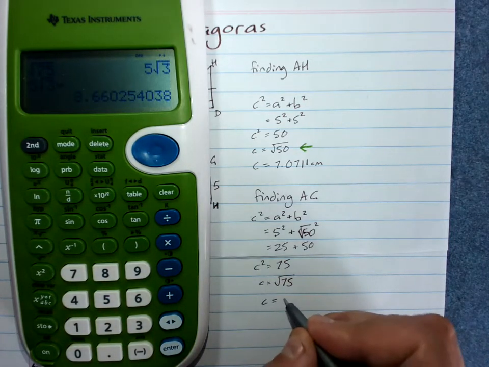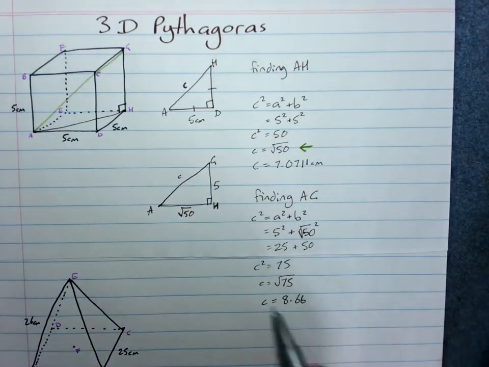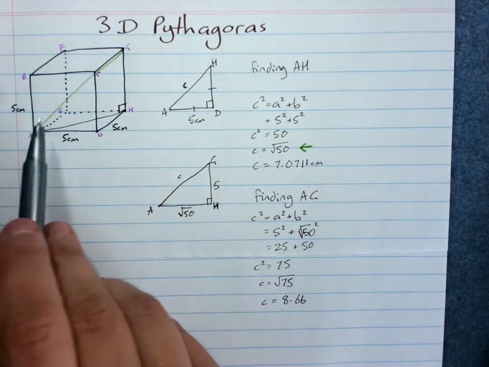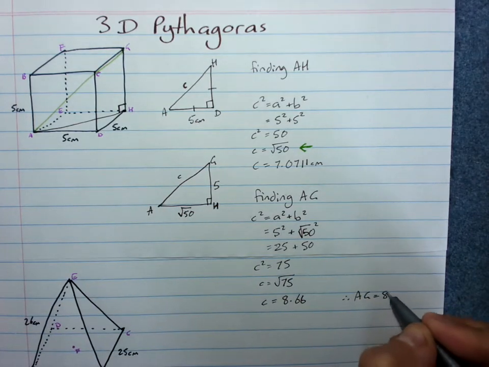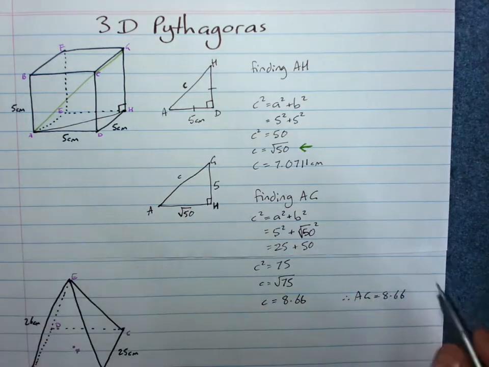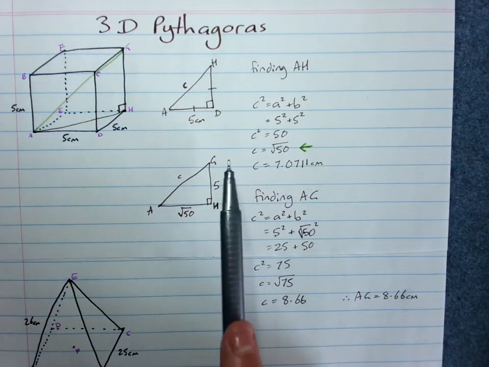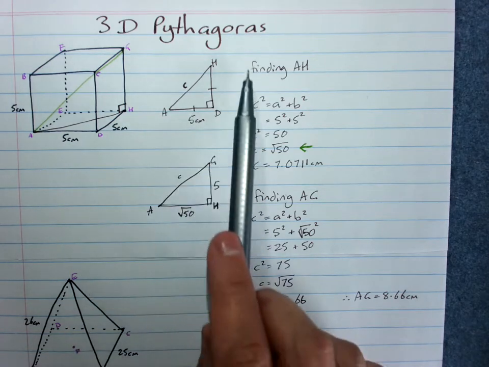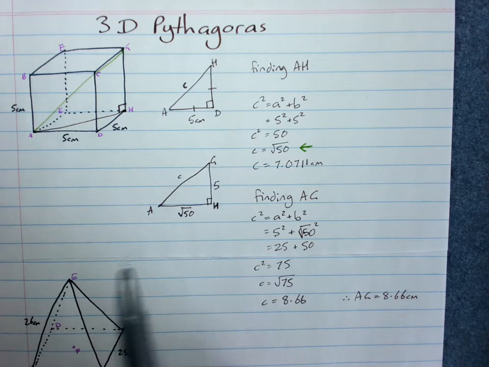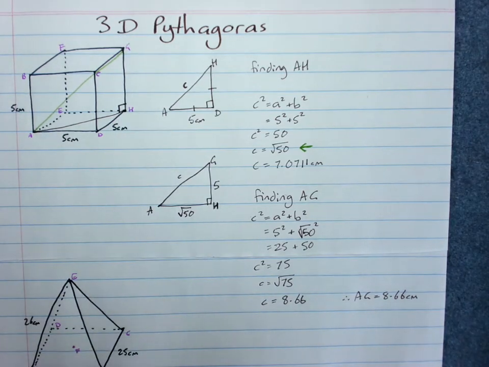So C is 8.66. And that side was AG that we're looking for, so therefore AG equals 8.66, and we're in centimetres. So you do need to be quite careful with your working, showing step by step. It's a good idea to redraw each triangle so you really know what you're doing and stay on top of which side it is that you're looking for.